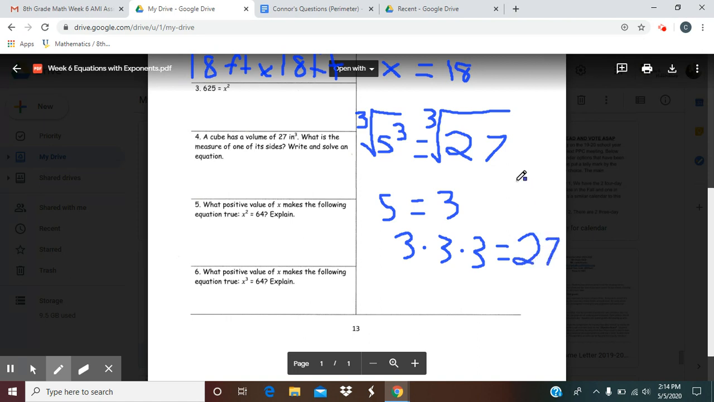Now, if you guys have any trouble trying to figure out how to type in a cube root or a square root on your calculator or your phone, whatever you're using to help you when you're doing your work, please let me know and I can assist you with that and try to help you figure out how to work it on your device. So please contact me if you need help with that.